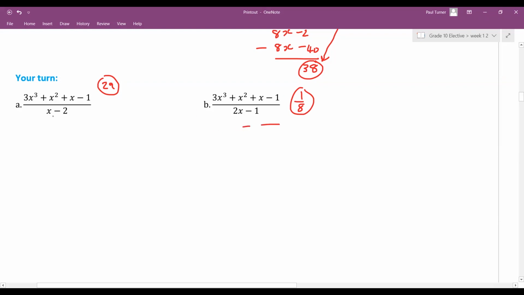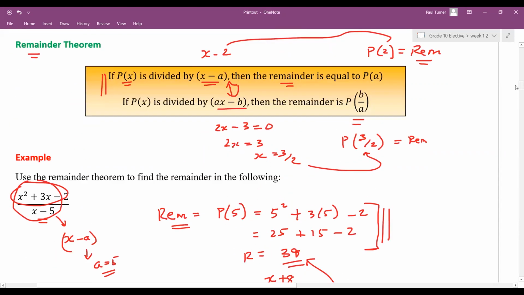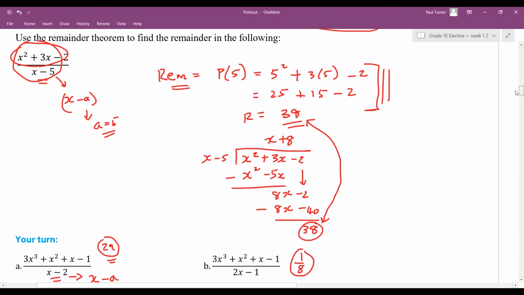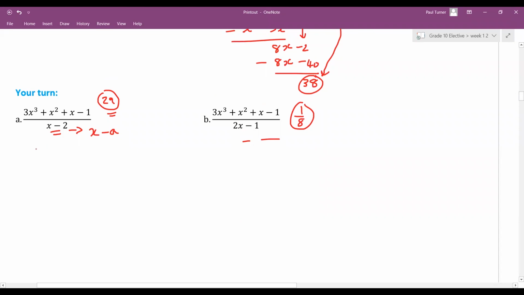Okay, I'll do the first one. Have you finished 29 already? Everyone finished? I assume you finished, because I'll move on a bit. If you haven't finished, you can watch here. When we're dividing by x minus 2, we think about the formula x minus a. In that case, your remainder is going to be equal to P(2).